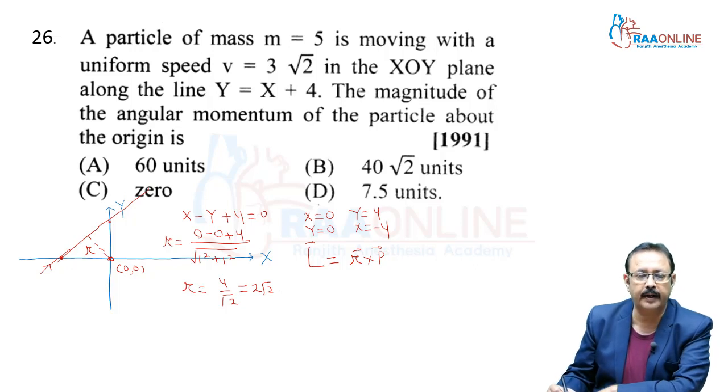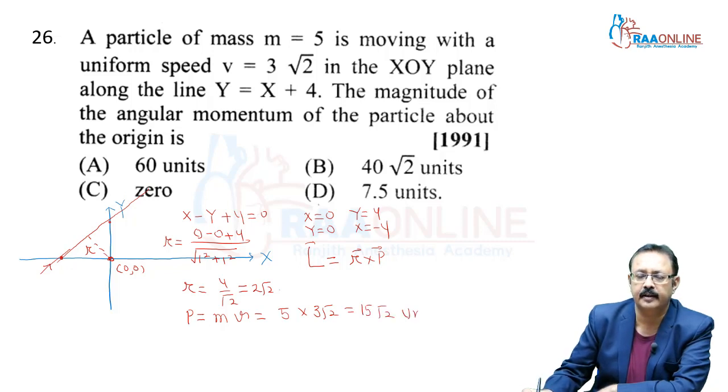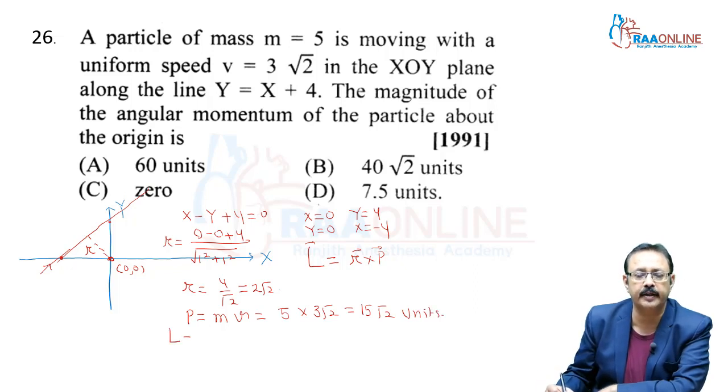And we have to multiply with P. What is P? P is mass into velocity. Mass is 5 units and velocity is 3 root 2 units. So it means 15 root 2 units. So what is the value of linear momentum, angular momentum? R into P.